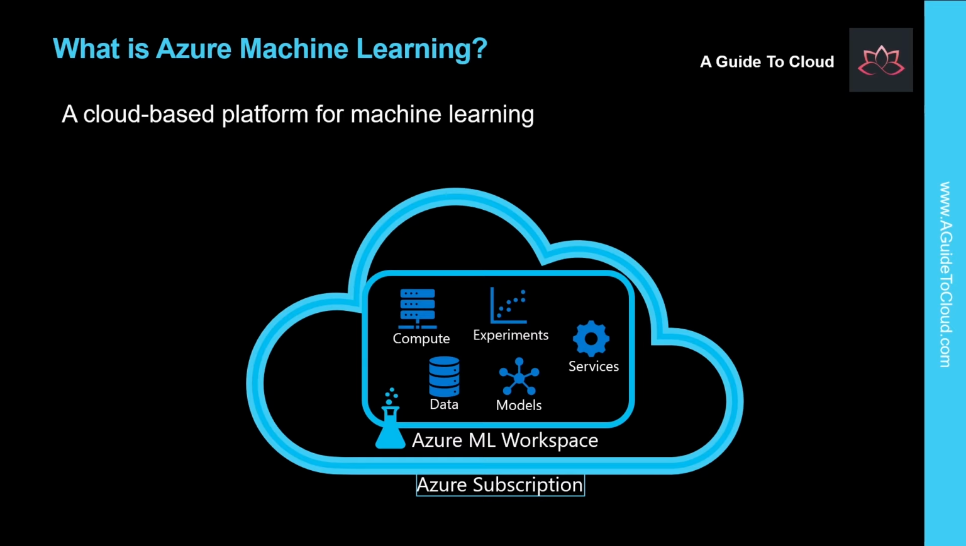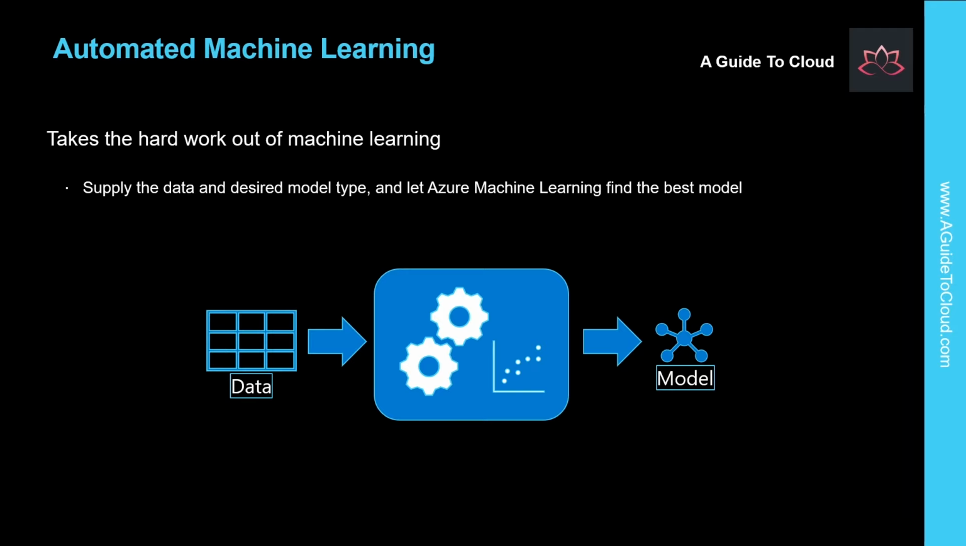So let's have a look at what is automated machine learning. Automated machine learning in Azure Machine Learning provides the easiest way to train a machine learning model for regression or classification. There is a visual interface for automated machine learning in the Azure Machine Learning Studio web portal. You just need to supply the training data and select the required model type, and Azure ML does the rest.